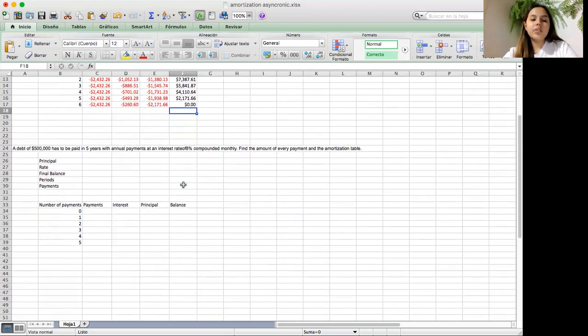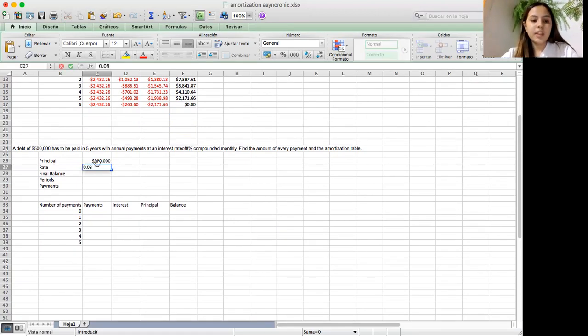Okay, so in the second exercise, we will do the same but with these numbers. A loan of 500,000 has to be paid in 5 years with annual payments at an interest rate of 8% compounded monthly. Find the amount of every payment and the amortization table. So our principal is 500,000, like this. Then our rate is 8%, but in decimal is 0.08.